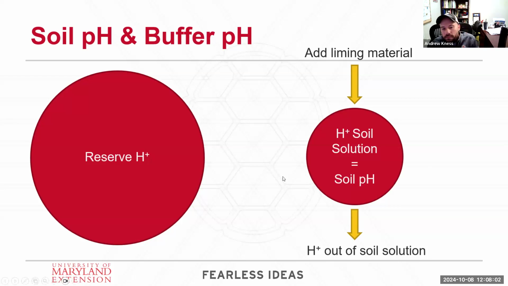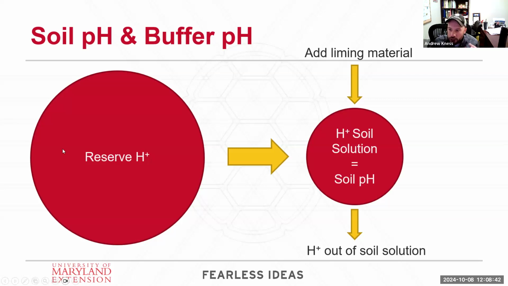Now, if you remember from chemistry class, energy moves from a concentrated state to a less concentrated state. So all this reserve hydrogen wants to move back into this lower concentration area. Once we pull some of this hydrogen out of solution, what's in reserve locked in your soil is going to be released into the soil water, and that's going to act to bring your pH back down. All right, so that's the difference between reserve acidity or buffer pH and actual soil pH.